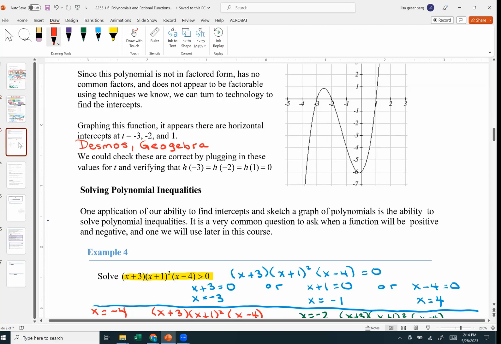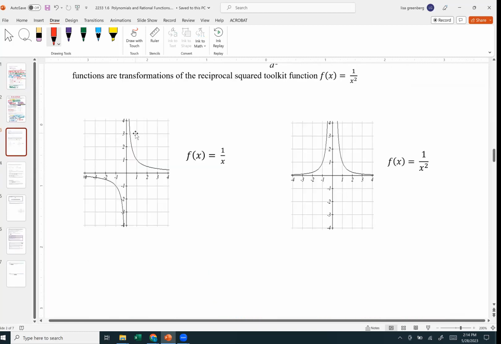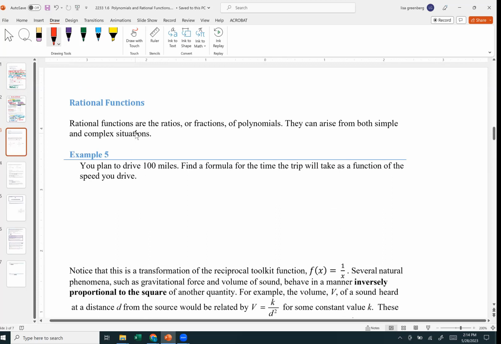All right, next. Now we're going to talk about rational functions. So rational functions basically are polynomials over polynomials. Rational functions are polynomials over polynomials. And now we know what the rules are for polynomials. So as long as we have one polynomial over another polynomial, we have a rational function.